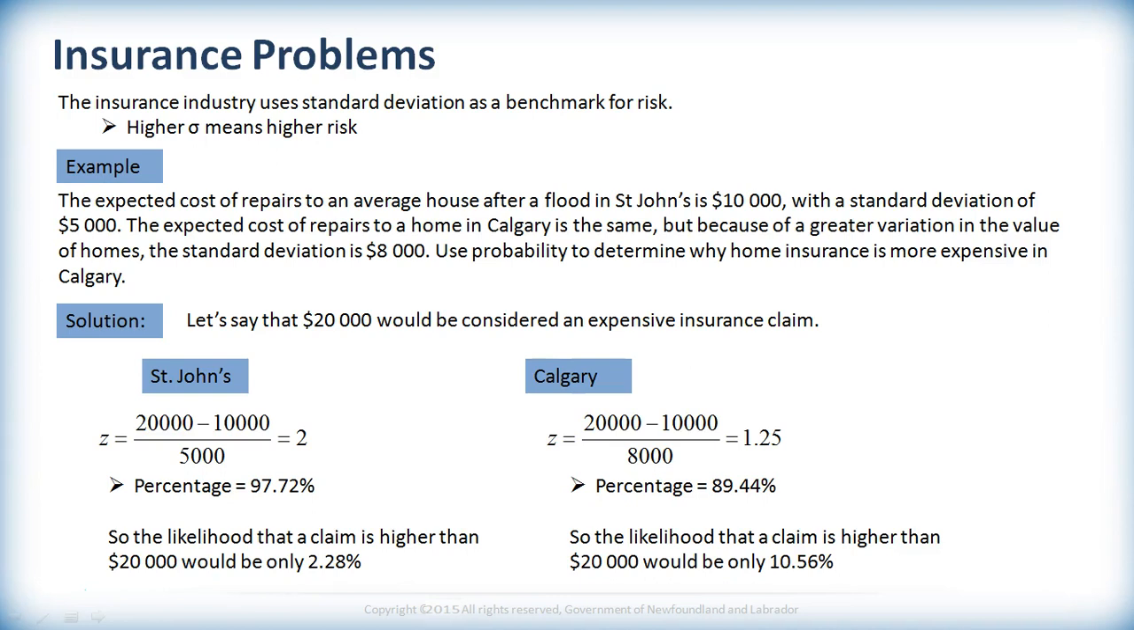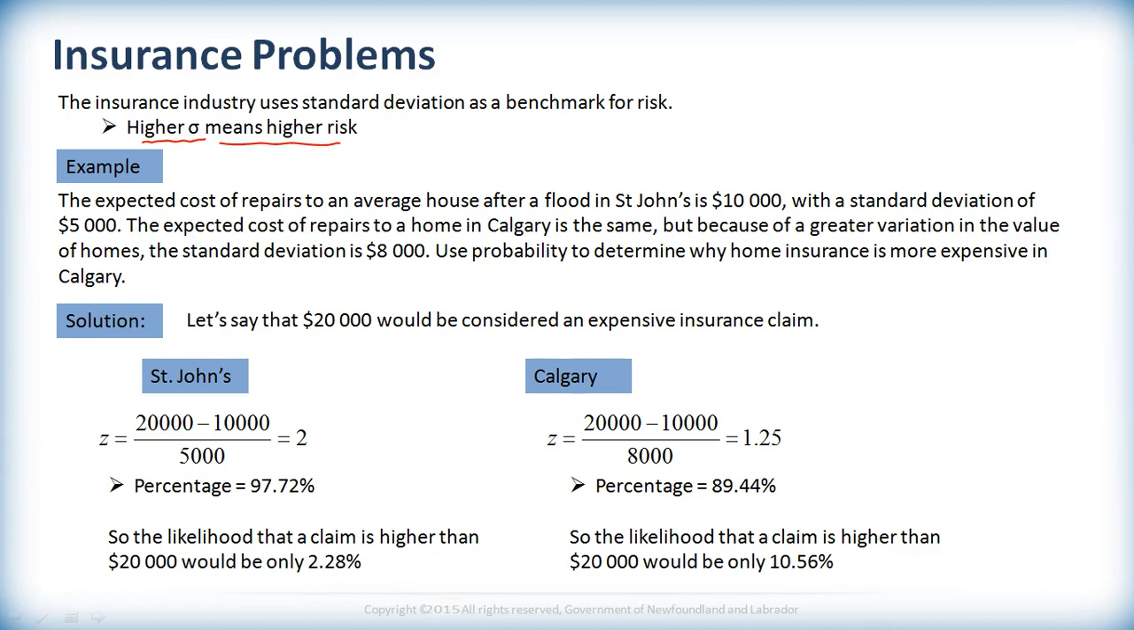Let's look at an insurance problem now. The insurance industry uses standard deviation as a benchmark for risk. Wow, who'd have thought standard deviation had anything to do with insurance? So higher standard deviation in a population means higher risk. Anytime things are not as predictable, that means you've got more risk when you go to put money behind something. So standard deviation measures how close things are to an average, so how predictable they are. That's just another way to look at it.